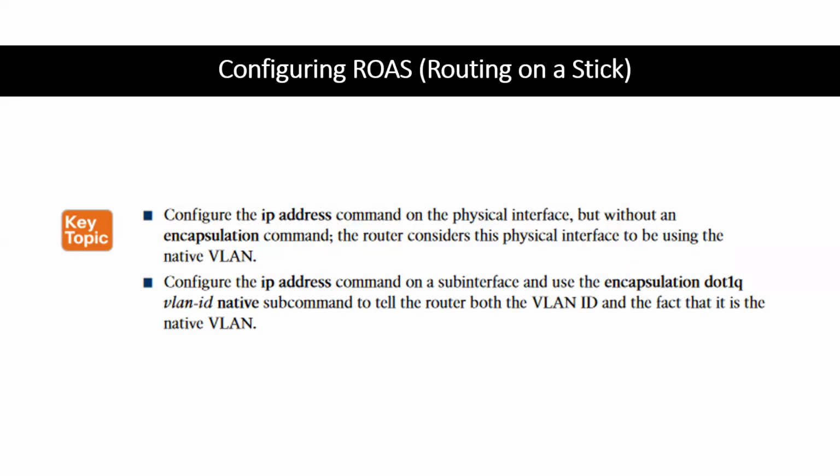Configuring ROAS: if you configure the IP address command on the physical interface, but without an encapsulation command, the router considers the physical interface to be using the native VLAN. On the flip side, configure the IP address command on the sub interface and use the encapsulation dot1Q VLAN ID native subcommand to tell the router both the VLAN ID and the fact that it is the native VLAN. Does that make sense, guys? Two ways to do this.